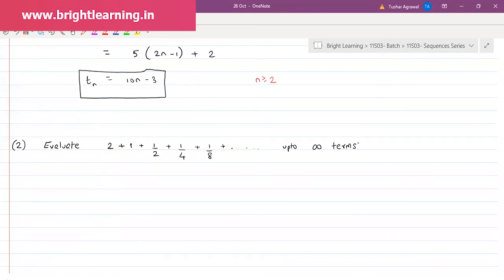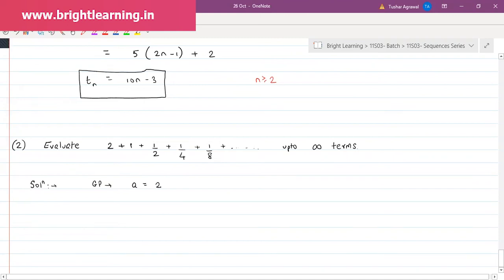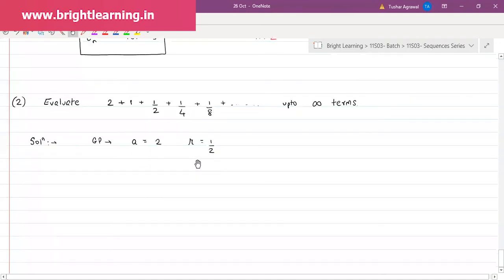Are you able to do, students? You see, here only one thing is that you have realized that this is a geometric progression. Yes or no? Yes, sir. Geometric progression where the first term is 2 and the common ratio is half. Whenever the magnitude of common ratio is less than 1, the series converges to a finite number.